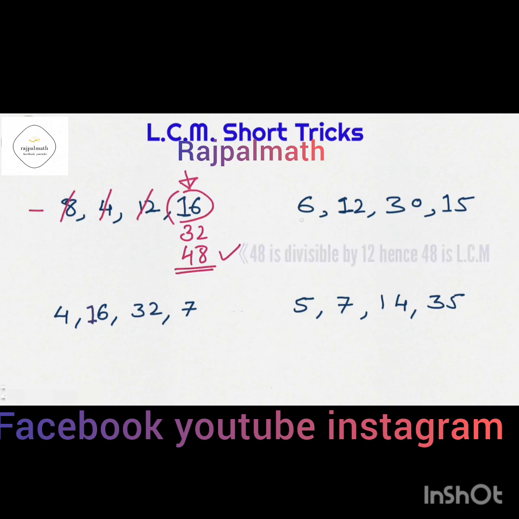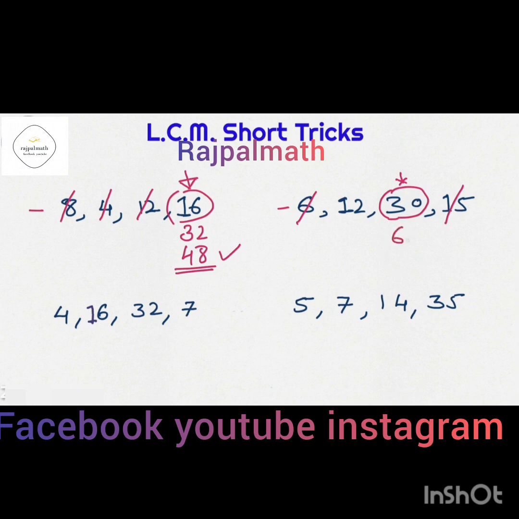So let's take another example: 6, 12, 30 and 15. The biggest number is 30. 30 is completely divisible by 6. It is completely divisible by 15. However, it is not completely divisible by 12. So what I will do, I will again write the table of 30.